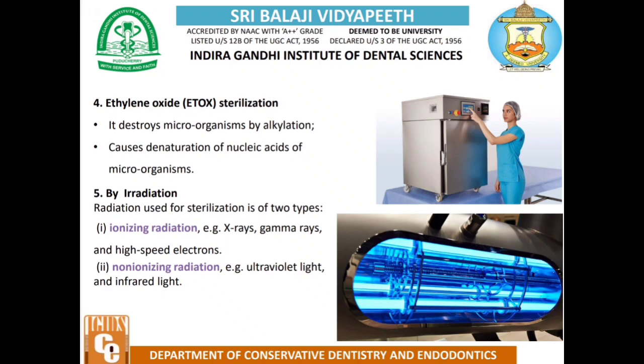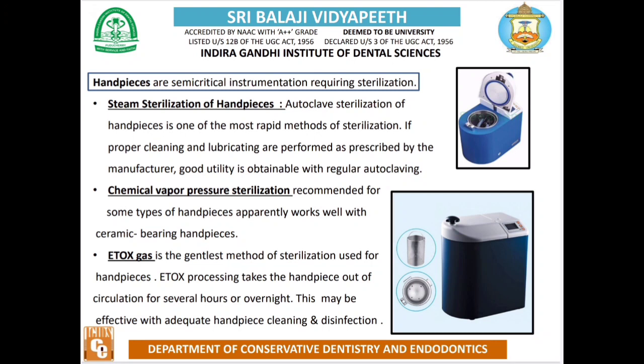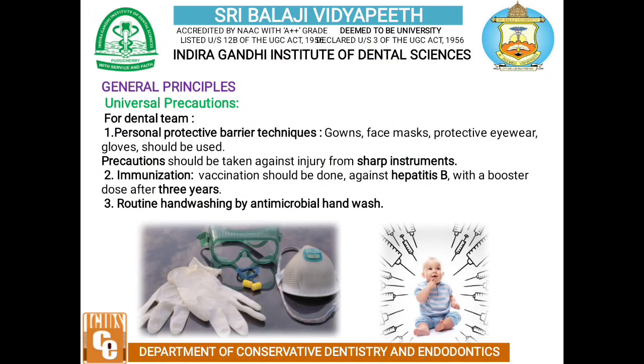And the next method is by irradiation. Radiation used for sterilization is of 2 types, ionizing radiation and non-ionizing radiation. Ionizing radiation, for example, X-rays, gamma rays, and high-speed electrons. Non-ionizing radiation, for example, UV rays and infrared rays. Handpieces are semi-critical instrumentation requiring sterilization, like steam sterilization of handpieces, chemical vapor process sterilization or chemiclave, and ETOX gas or ethylene oxide gas.